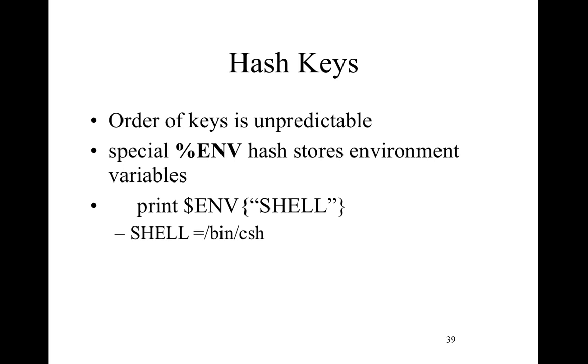Order of the hash keys is unpredictable. That's an interesting test. So you can print it out 5 times. Theoretically, it'll print out 5 different orders. Maybe print out a couple of them that are the same. Special %ENV hash stores the environment variables, so you print out ENV shell. Shell is going to be equal to /bin/sh. So this is the shell that was picked.